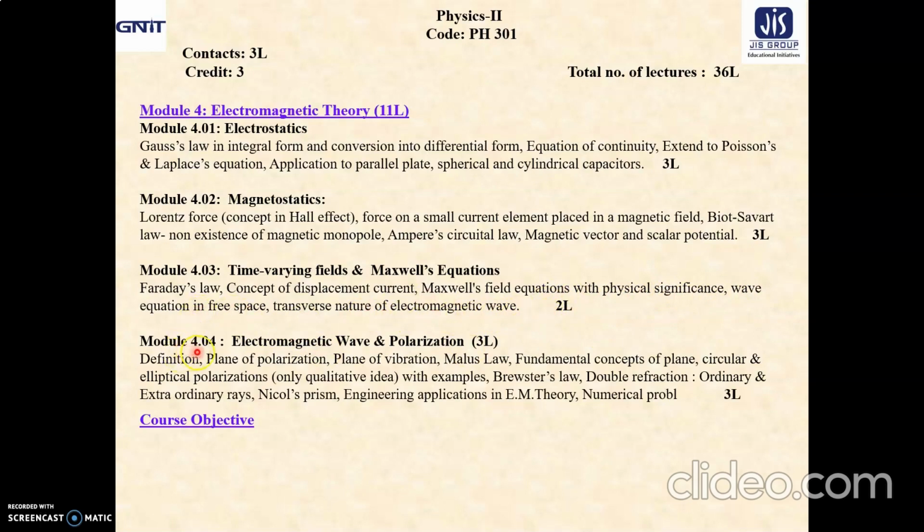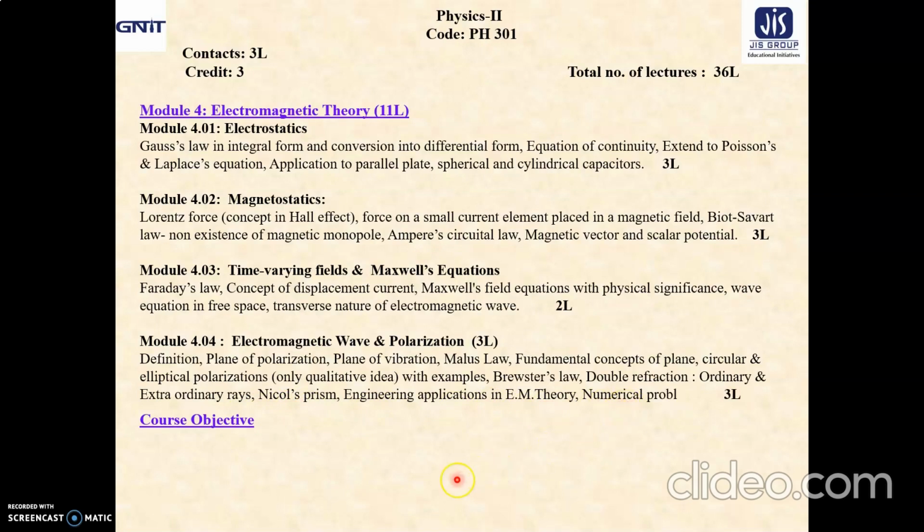The last sub-module is 4.04, where we are going to discuss the electromagnetic wave and polarization, where the definition of polarization, plane of polarization, plane of vibration, Malus's law, the fundamental concept of plane, circular and elliptic polarizations, obviously the qualitative idea with examples, as well as Brewster's law, double refraction including ordinary and extraordinary rays, then Nicol prism and engineering applications in electromagnetic theory, and obviously numerical problems will be included there.